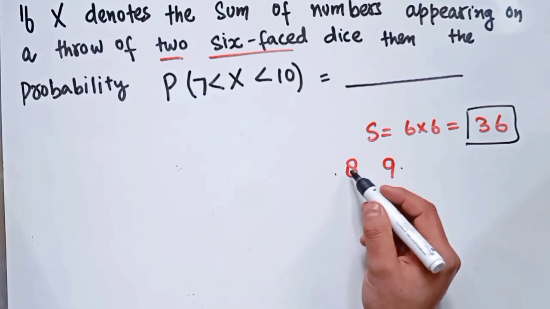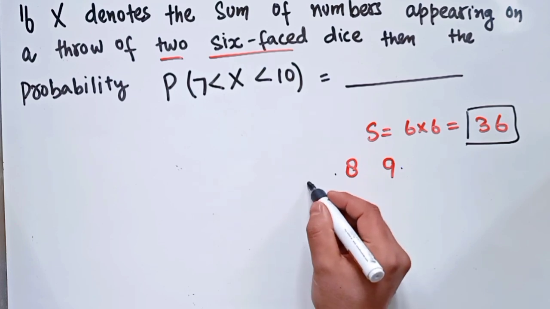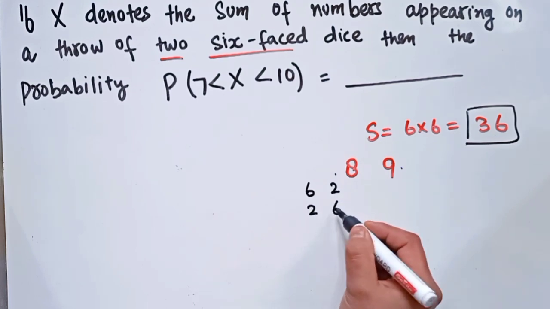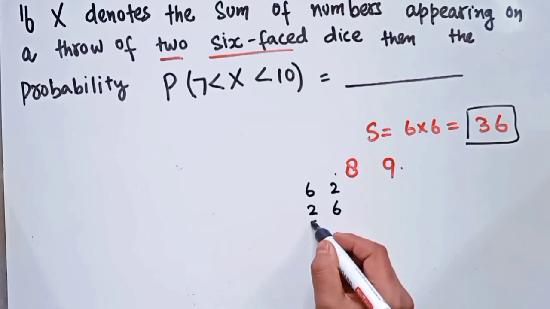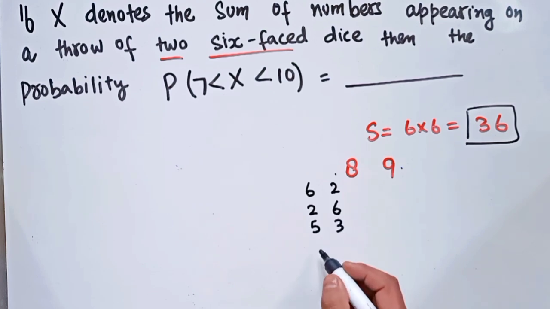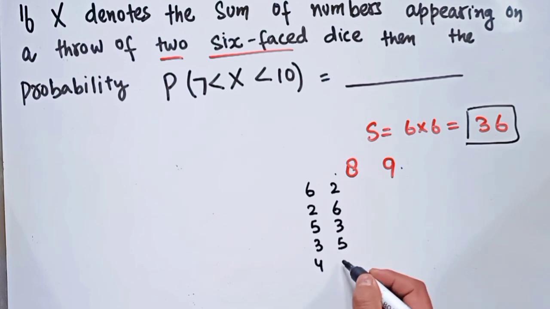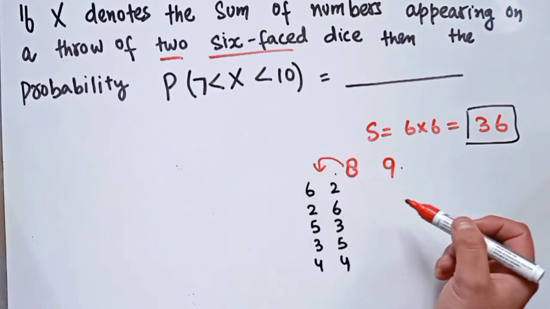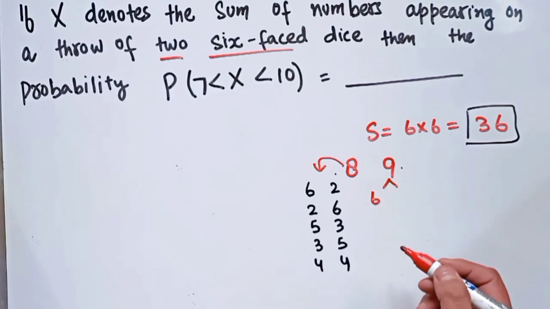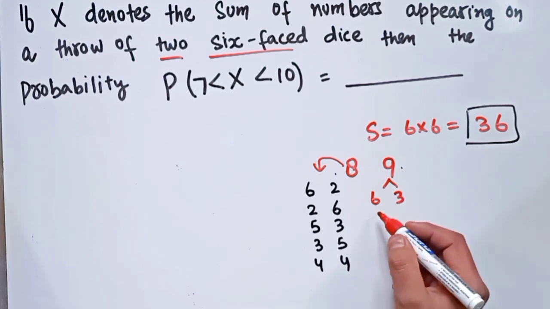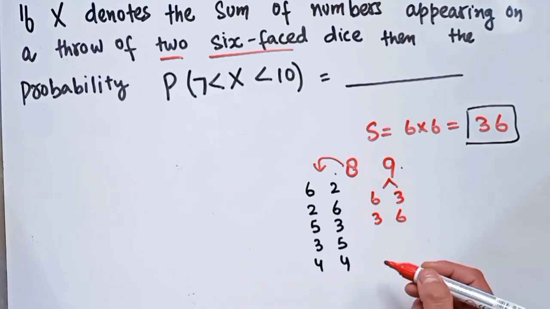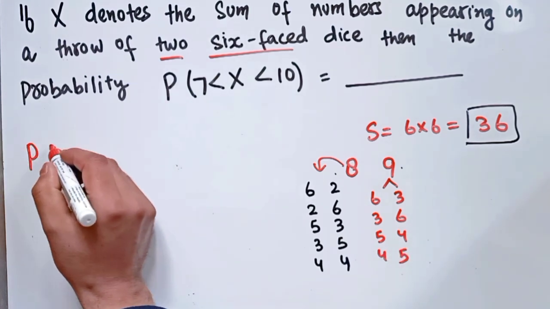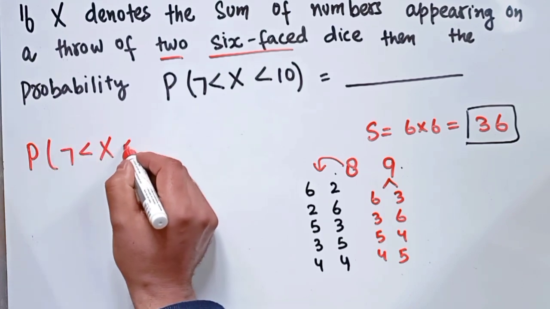Now to get a sum of numbers as 8, we can have 6 comes on first dice, 2 comes on second dice, or 2 on first, 6 on second. Similarly, we could have 5 on first, 3 on second, 3 on first, 5 on second, 4 on first, or 4 on second, same. So this denotes the combination of sum of two numbers equal to 8. And what about 9? Again, let us say 6 comes on first, 3 on second dice, or 3 on first, 6 on second, then we will have 5 4, 4 5. Then what is the probability that x lies between 7 and 10?